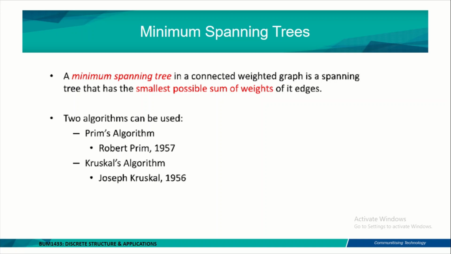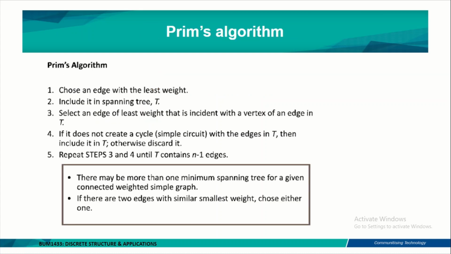There are two algorithms that can be used to find the minimum spanning tree, which are the Prim algorithm and the Kruskal algorithm. Okay, let's see the Prim algorithm. Firstly, we need to choose an edge with the least weight and include it in the spanning tree. Next, we need to select an edge of the least weight that is incident with a vertex of an edge in T. If it does not create a cycle, then include it in T. Otherwise, discard it. Repeat steps 3 and 4 until T contains n-1 edges. There may be more than one minimum spanning tree for a given connected weighted simple graph. If there are two edges with the smallest weight, we have to choose either one.